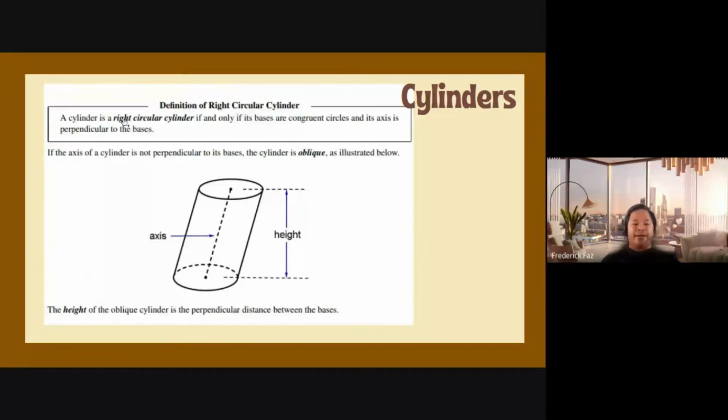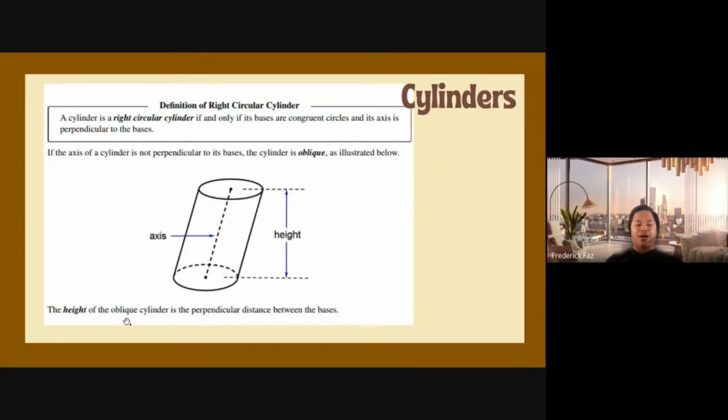We have a right circular cylinder po. A cylinder is a right circular cylinder if and only if its bases are congruent circles and its axis is perpendicular to the bases po. So, the same lang din po sa ating mga na-mention kanina ng mga right prism, ganun po. We have also oblique cylinder po. So, ganito po siya para nakaslant po yung ating object po.